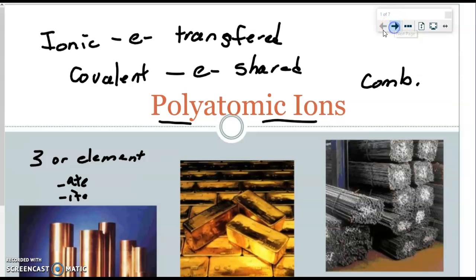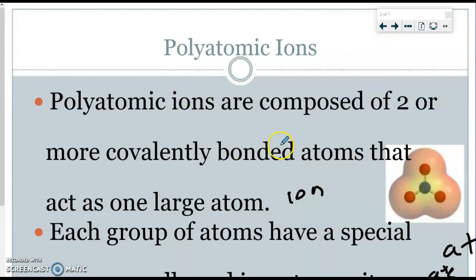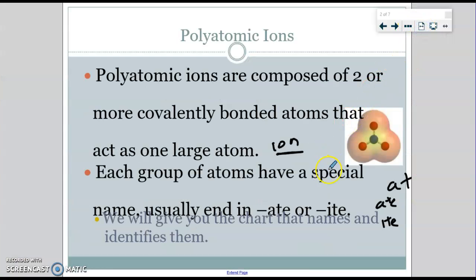Okay, next slide. All right, polyatomic ions are composed of 2 or more covalently bonded ions that act as one large atom. They basically act as one big ion. Okay, good. So if they end in "ate" or "ite," that usually means it's going to be one of these combo things, which is a polyatomic ion.